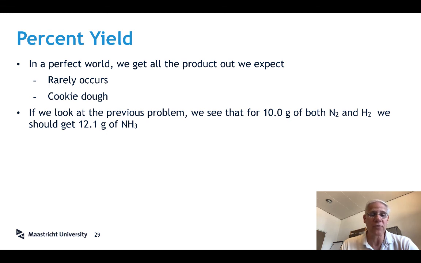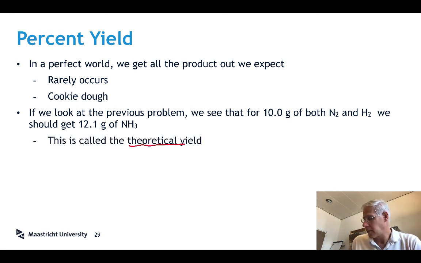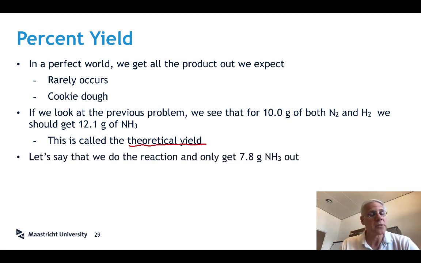If we look at that previous problem with the ammonia, we saw that if we added 10 grams of N2 and 10 grams of H2, we should get 12.1 grams of NH3. That 12.1 grams has a term, and it's called the theoretical yield. That's the amount of material we should get out. Well, let's say that we do the reaction, and we only got 7.8 grams of ammonia out. This is called the actual yield.